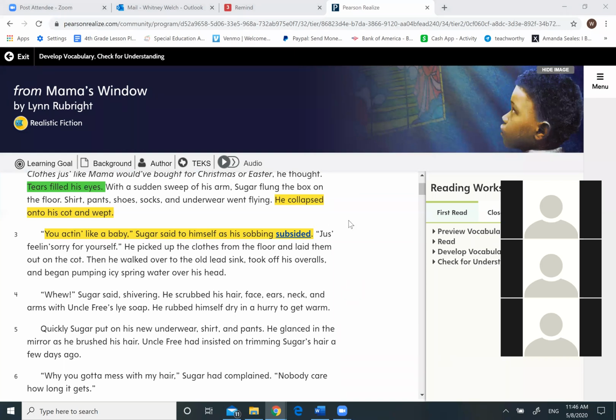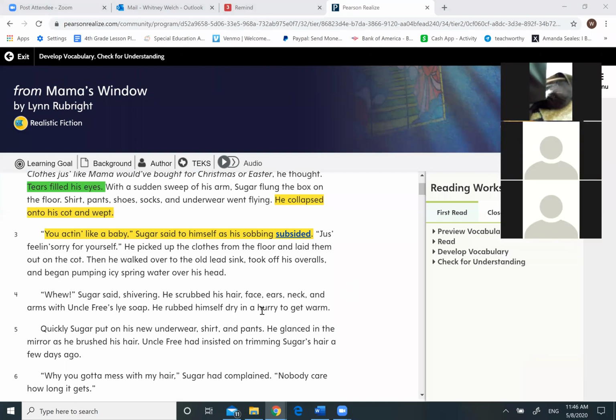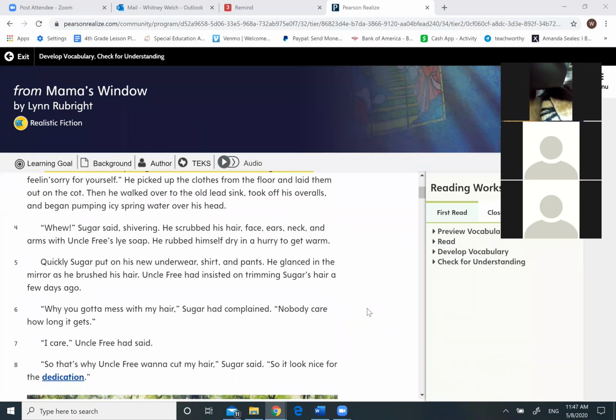So then he goes on to say, "Woo," Sugar said, shivering. He scrubbed his hair, face, ears, neck, and arms with Uncle Free's lye soap. He rubbed himself dry in a hurry to get warm. So was the water cold or hot? Cold. It was cold. Good job.